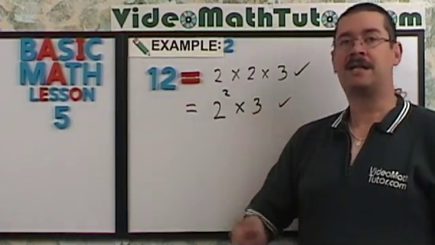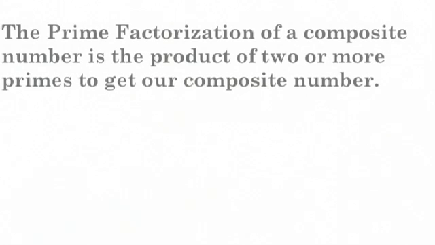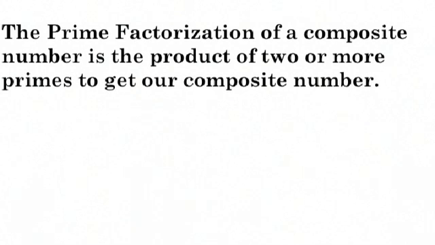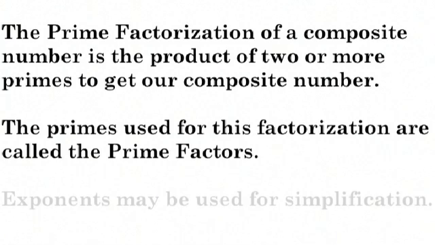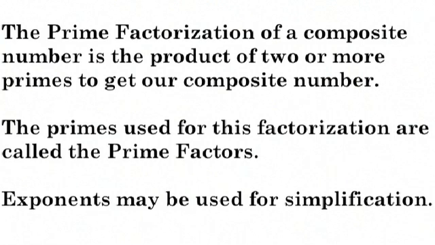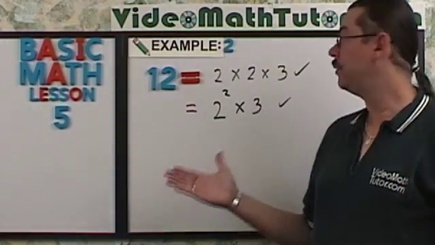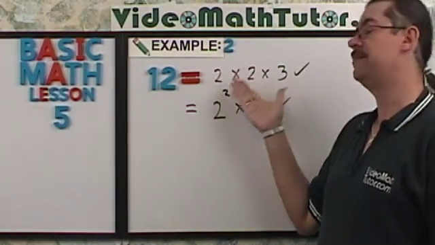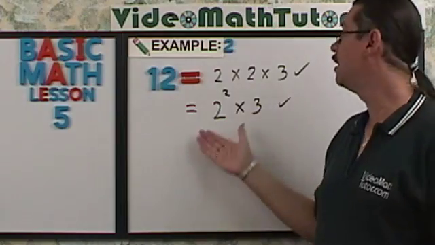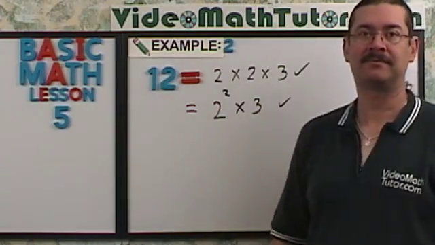And this leads up to our next definition. The prime factorization of a composite number is the product of 2 or more primes to get our composite number. The primes used for this factorization are called the prime factors. Exponents may be used for simplification. So going back here, we can say the prime factorization of 12 is 2 times 2 times 3, or you can say 2 squared times 3.